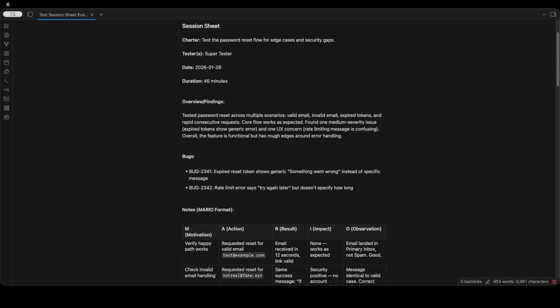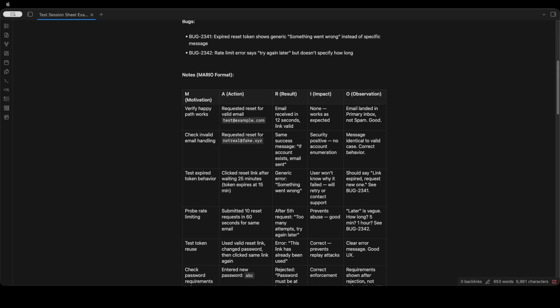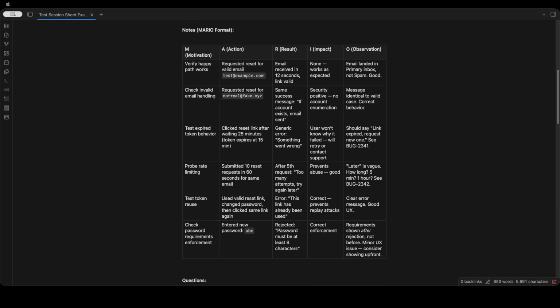The problem with most testing notes, you have results with no intent. You know what happened, but not what you were looking for. So Mario fixes that by capturing why before what. So a week later, you're not guessing at your own thinking. The structure did the remembering for you.